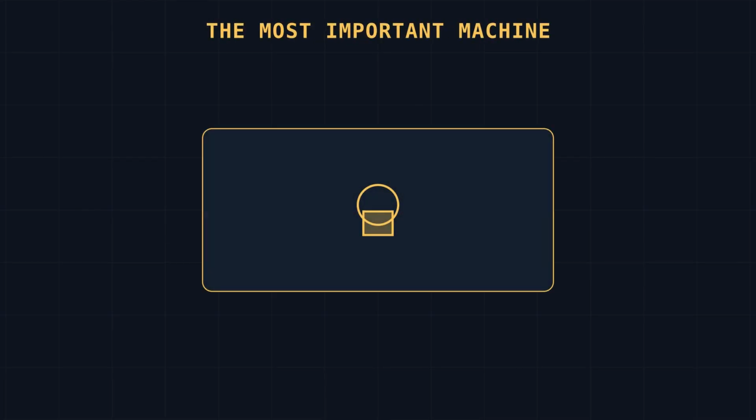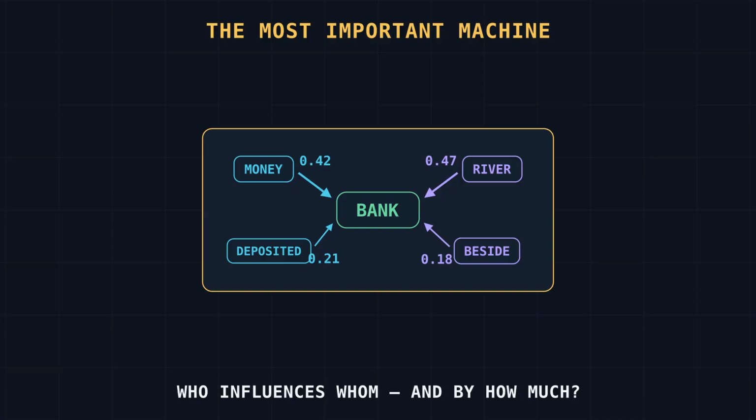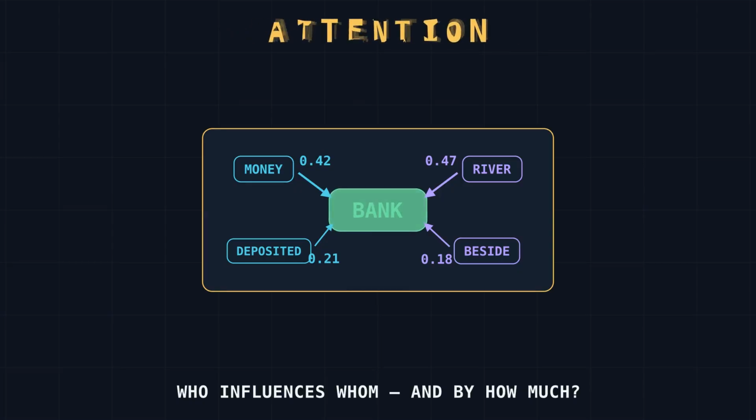But we have left the most important machine unopened. How does bank decide that money matters in one sentence and river matters in the other? How does each token choose which other tokens should influence it and by how much? That is the job of attention.